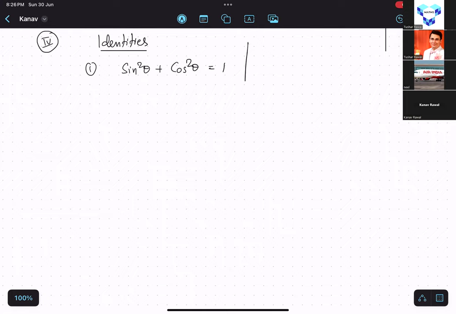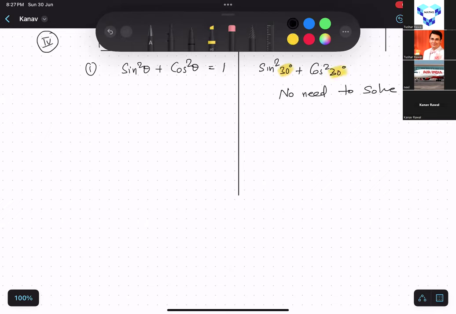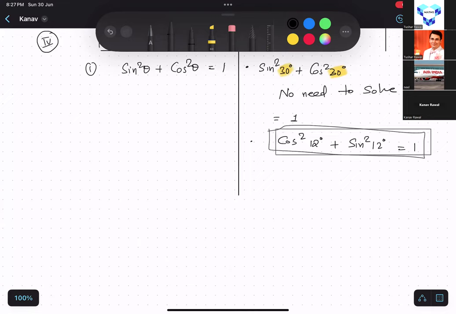What does this identity mean? Let me explain it to you. If sine square 30 degree plus cos square 30 degree is given, you don't need to solve it. The angles are same. Then I can directly write the answer as 1. Now another example: cos square 12 degree plus sine square 12 degree. What will be the answer? 1. Understood?